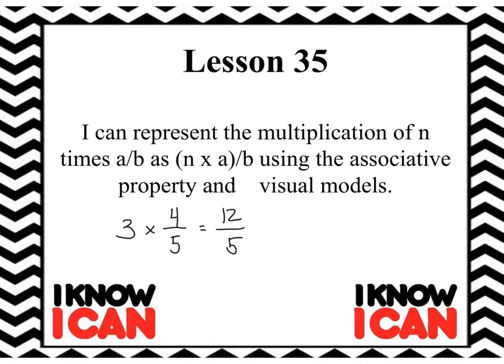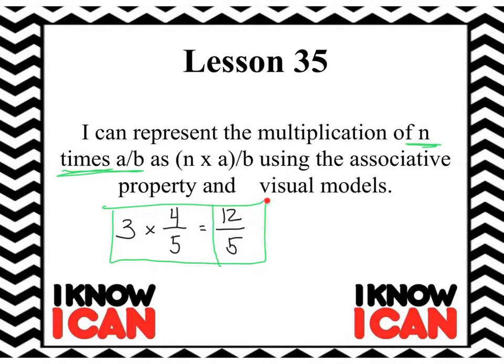I can represent the multiplication of n times a over b using the associative property and visual models. Guys, all this means is that n times a over b is just basically this: 3 times 4 fifths equals 12 fifths. And this is what we call a fraction greater than 1. So this is the kind of thing that we would have to change into a mixed number. And we have done many practices with this.